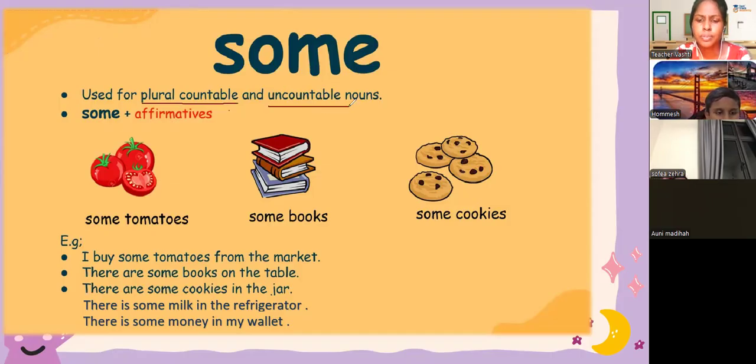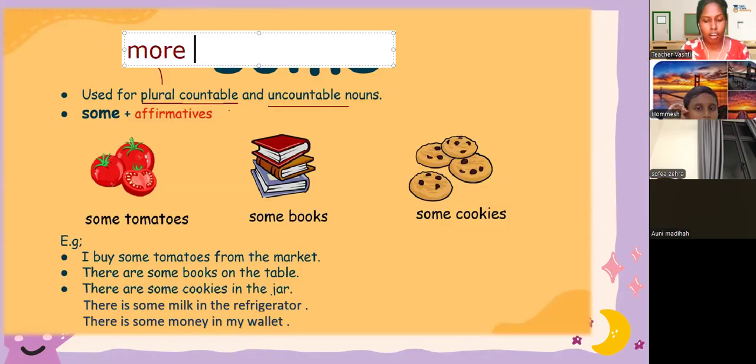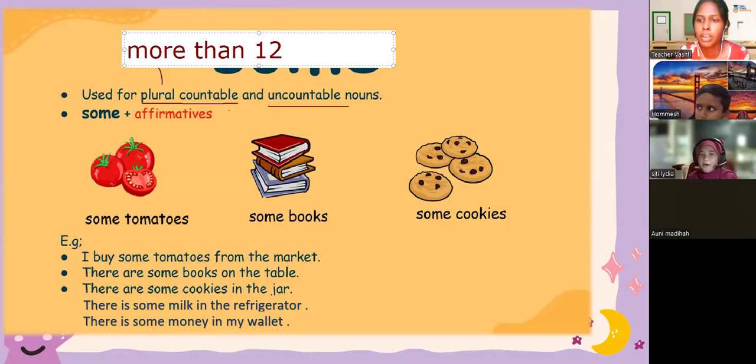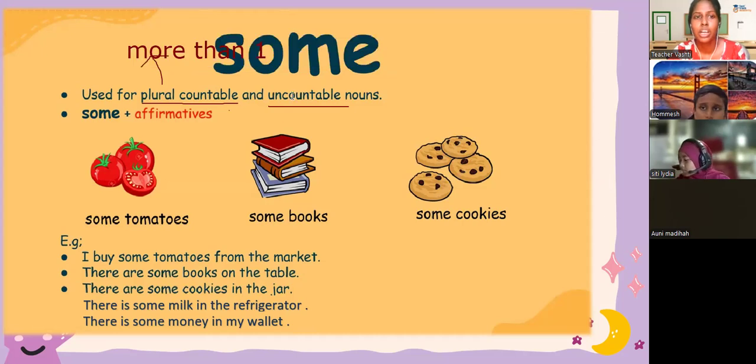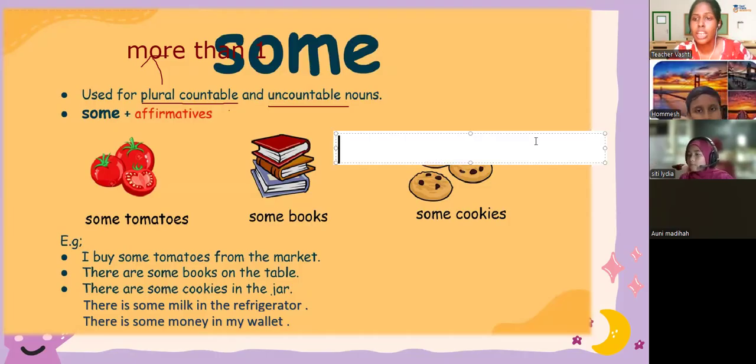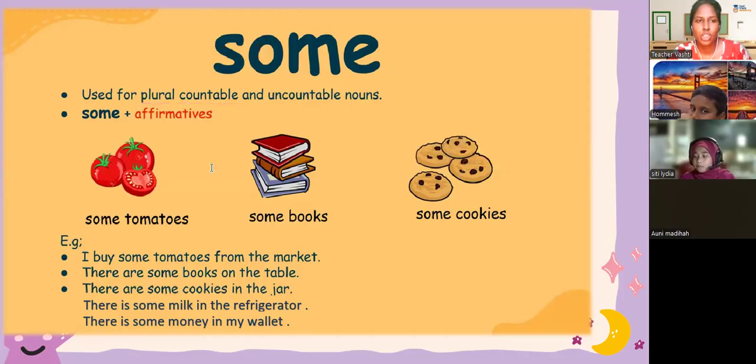Okay, what is plural? Many, more than one. Okay, very good. Plural means more than one. Lebih dari satu. Countable means boleh dikira. Uncountable means cannot count. Okay. So now we are going to look at tomatoes. Can you count tomatoes? Yes. Okay. If you can count, you can use the word some.